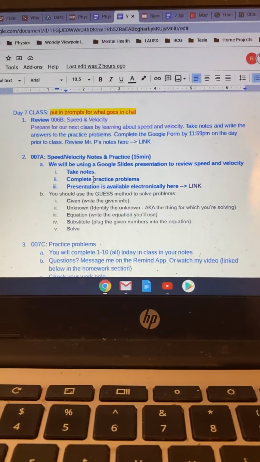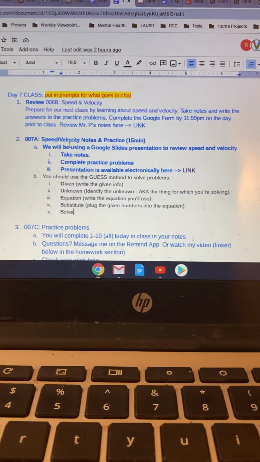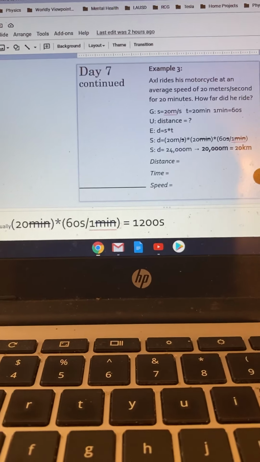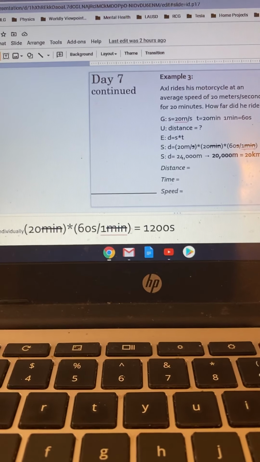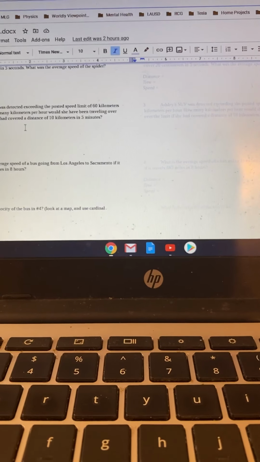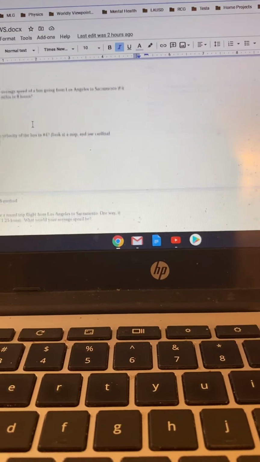Okay, students, so second part of day 7 is velocity problem solving. So we're going to go through some examples from our velocity slideshow. All right, some example problems here. And then we have some practice problems on velocity that are here. All right, so we'll work on those. So here we go.